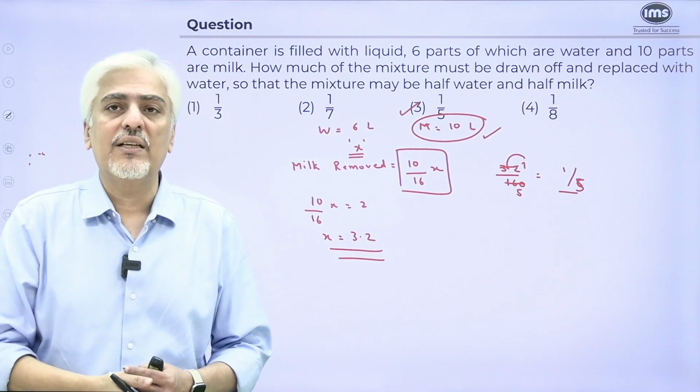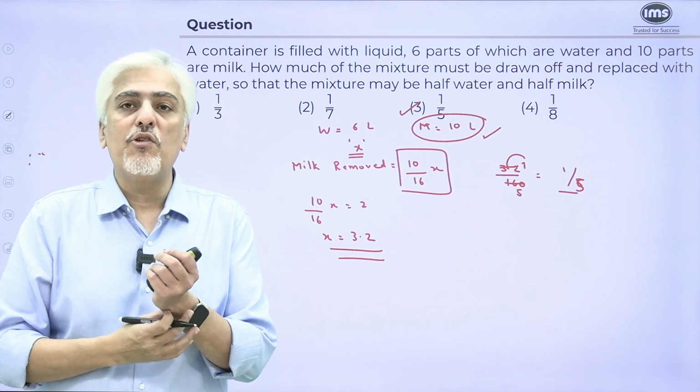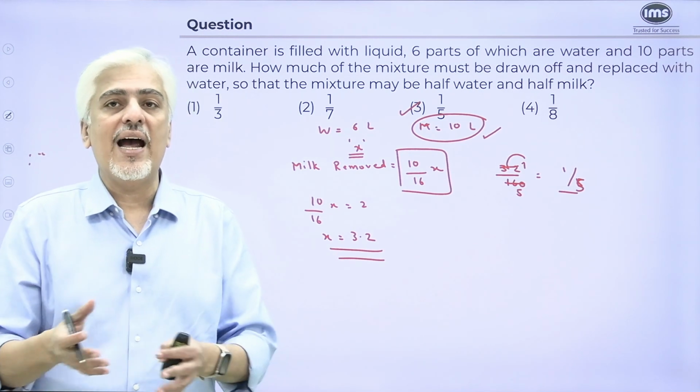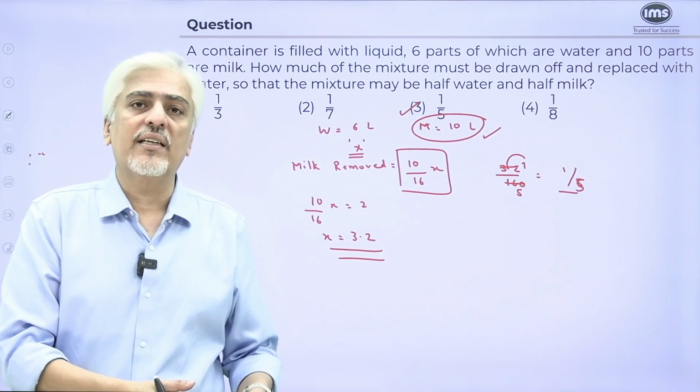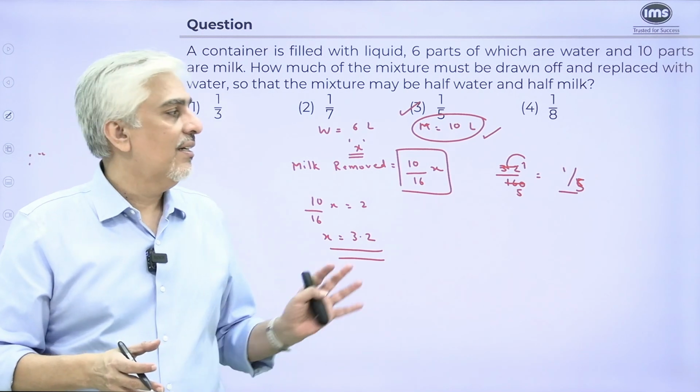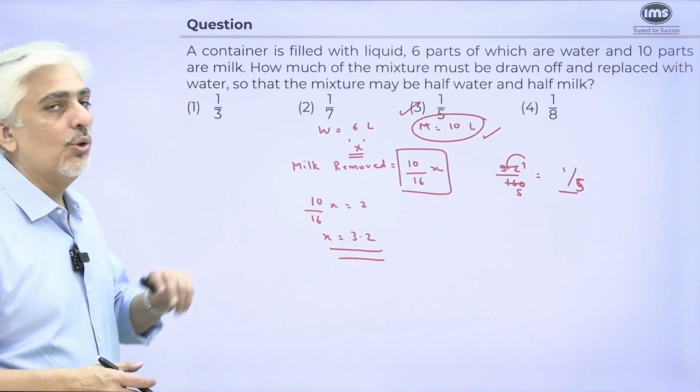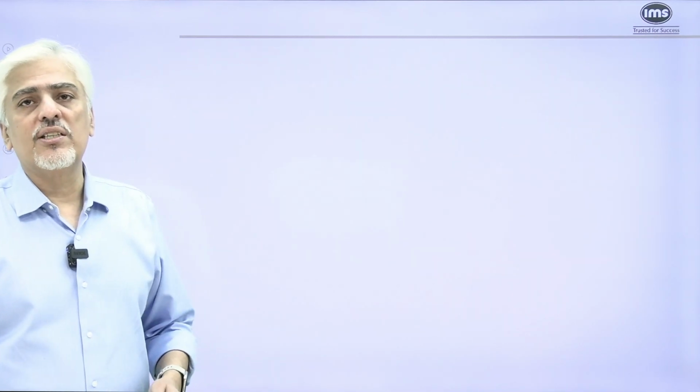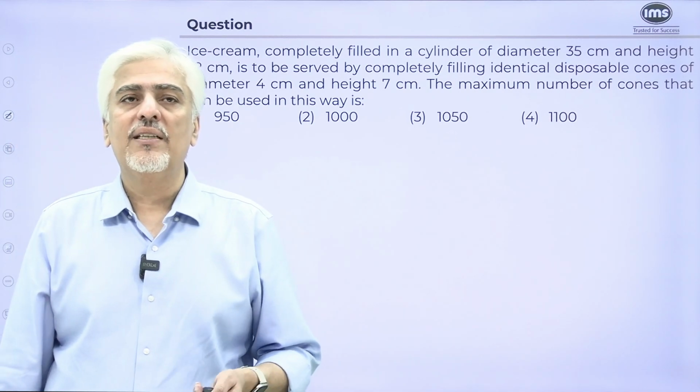If you do it with water, there will be unnecessary calculation. You would have to find water removed, remove it, add X liters of water again to it, and then equate to 8. Too difficult or waste of time, don't do that. Let's consider the next one.